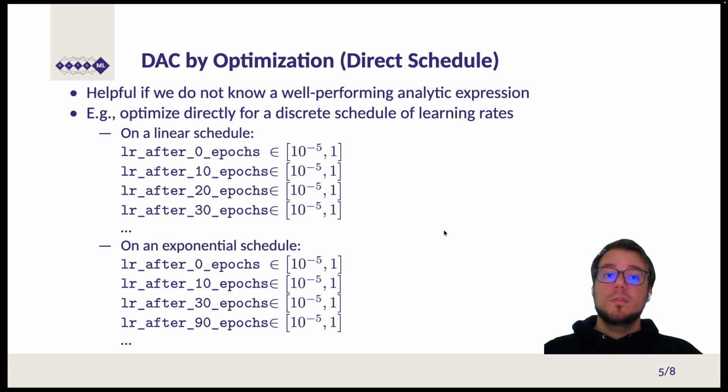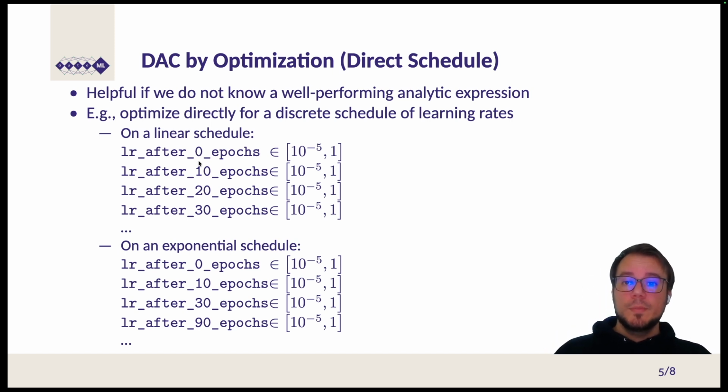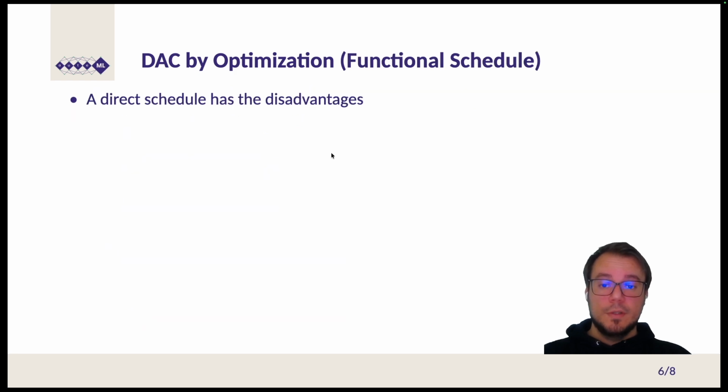If you do not know a well-performing analytic expression of your heuristic, what you could do instead is DAC by optimization. So what you do there is you discretize your optimization problem into multiple discrete steps. So on a linear schedule, for example, you would want to tune your learning rate after 0 epochs, 10 epochs, 20, 30, and so on. Or on an exponential schedule after 0, 10, 30, and 90. And at each of these steps, you would have to tune your learning rate individually.